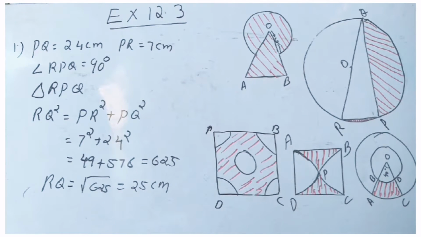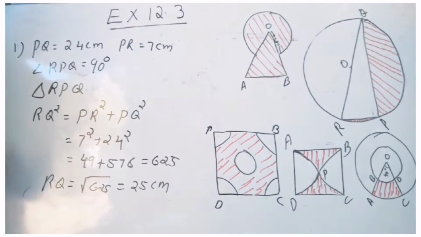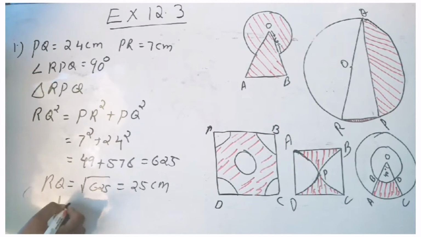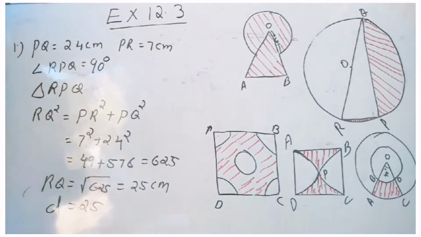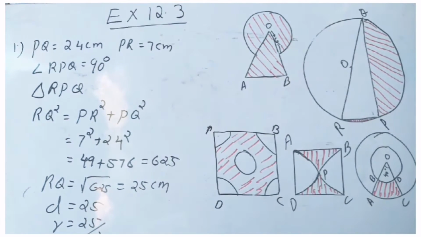Actually that RQ is the diameter of the circle. So we will get diameter equal to 25. That means the radius is equal to 25 by 2.